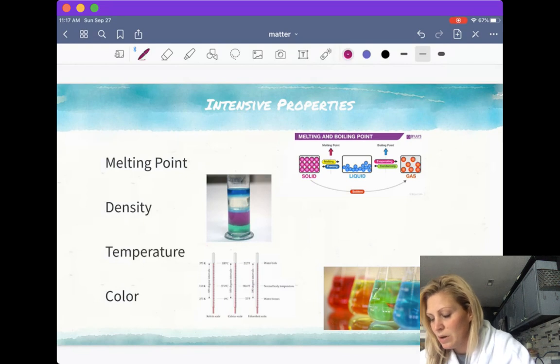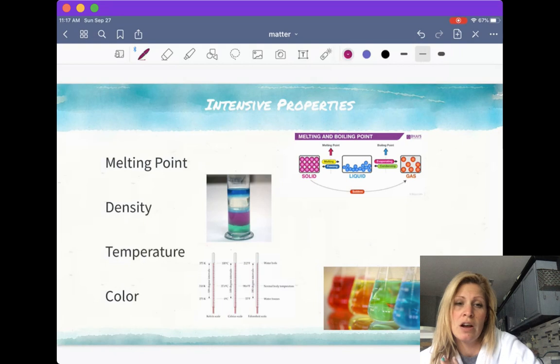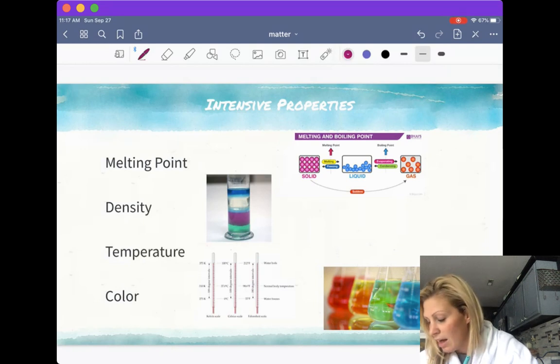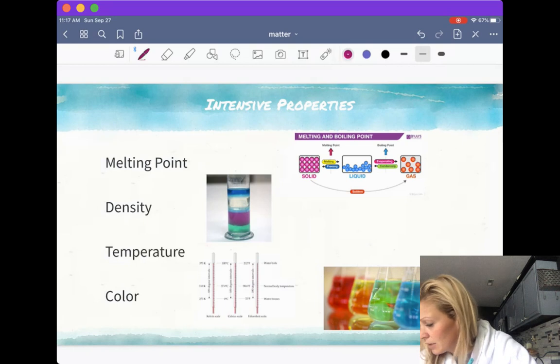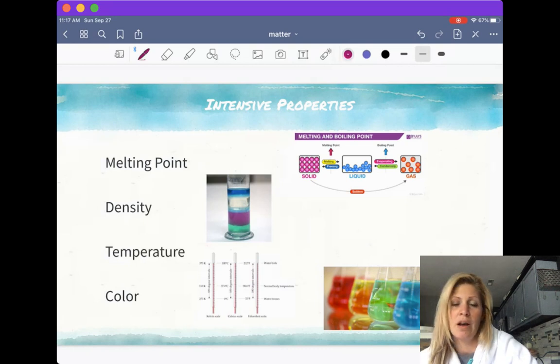Temperature is also another very popular one that we deal with a lot in the lab. Again, temperature of the substance is not going to change based off the amount. It is intensive. And color. So again, color is a characteristic of matter based off the identity of the substance, not the amount. So all of these have to do with the identity of matter versus the amount of matter.